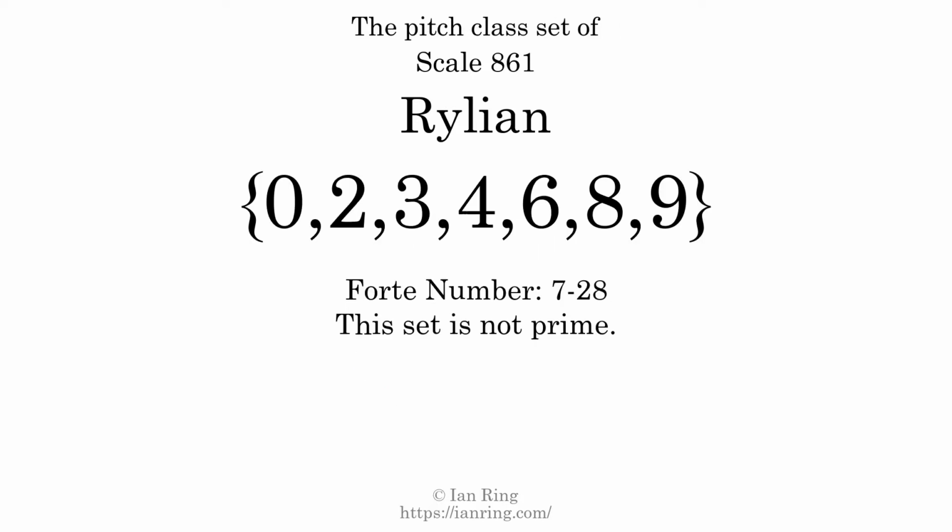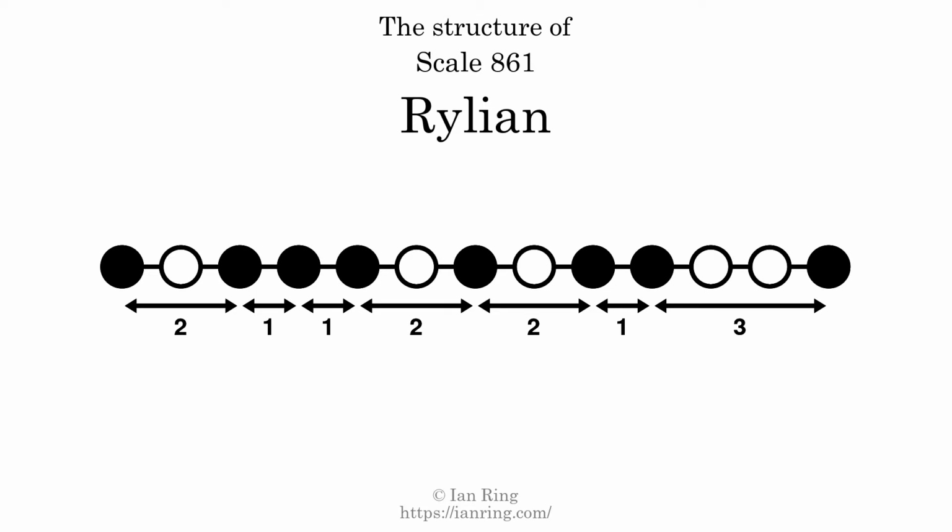The pitch class set for this scale is 0, 2, 3, 4, 6, 8, 9. The Fort class is 728. This set is not prime. The structure of a scale is a description of the interval distance between each successive tone. This scale has a structure of 2112213.